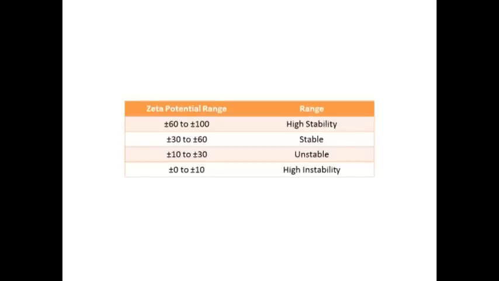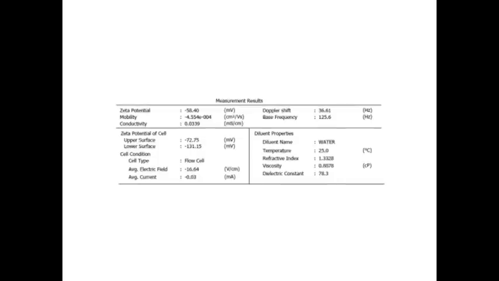Higher zeta potential numbers will indicate stability, while a lower zeta potential number will indicate coagulation or flocculation. 30 millivolts can be considered the stable and unstable dividing line. Let's take a look at an example.